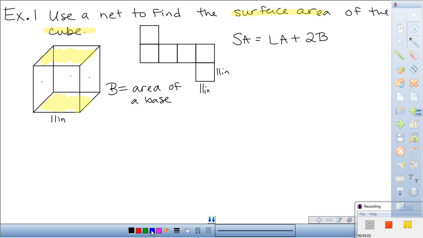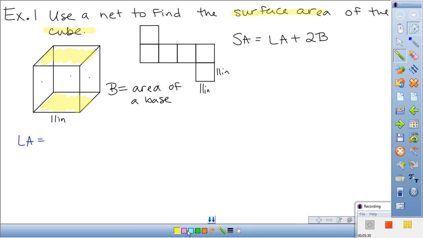So let me start by trying to find my lateral area. Again, lateral area is just the sum of the areas of all the lateral faces. So I'm going to highlight all my lateral faces. That'd be this square, this square, this square, and this square, and those correspond to all these side squares over here. This square, the back, this left side, all those around the sides of the cube, those are my lateral faces. So the lateral area is the sum of the areas of the lateral faces.